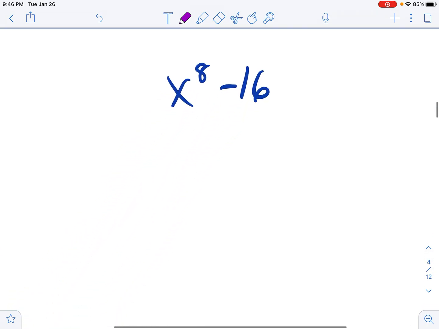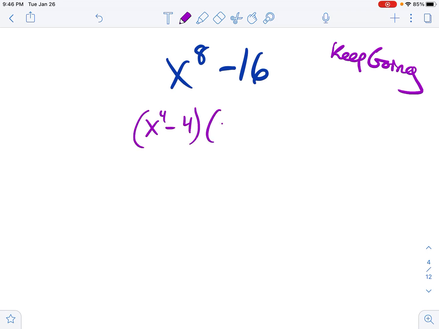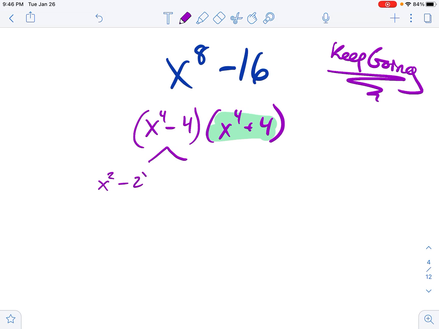Here's the most dangerous part of DOTS, is when you can keep going, keep factoring. So I have two perfect squares here, x to the 4th minus 4, x to the 4th plus 4. Sweet, I'm done. Let's move on. No. Ask yourself, can you keep factoring? This is not a difference of two squares. It's a sum. You can't do anything with that. That's done. That's factored. That's prime. But we can still factor this difference of two squares.